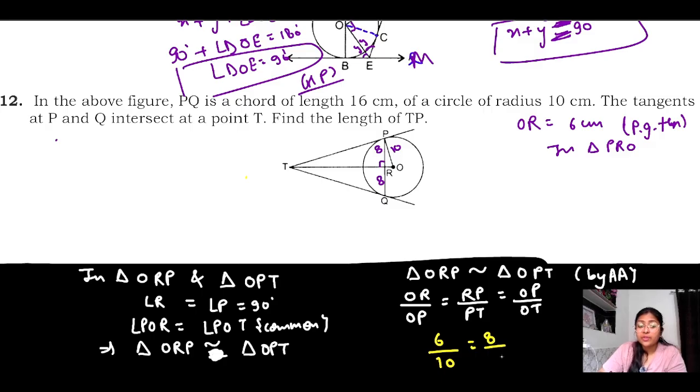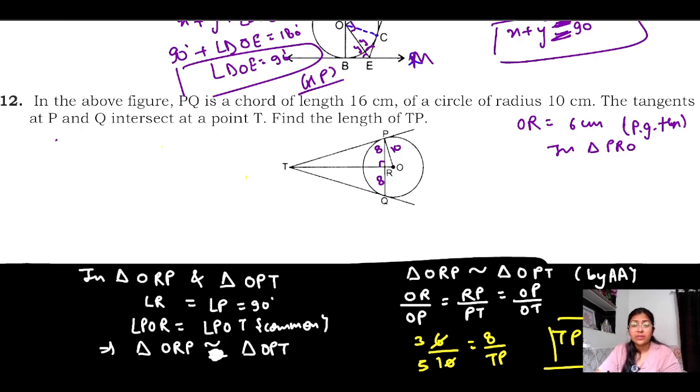We need to find out the length of TP. Simplify this. This is cancelling by 2, 3 times and 5 times. Now nothing is going to be cancelled. So the length of TP is equal to 40 by 5. This is the correct answer.